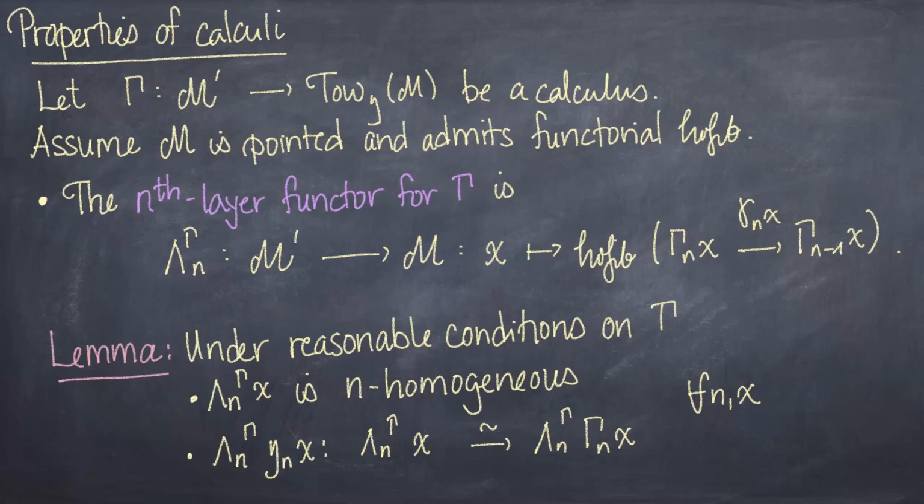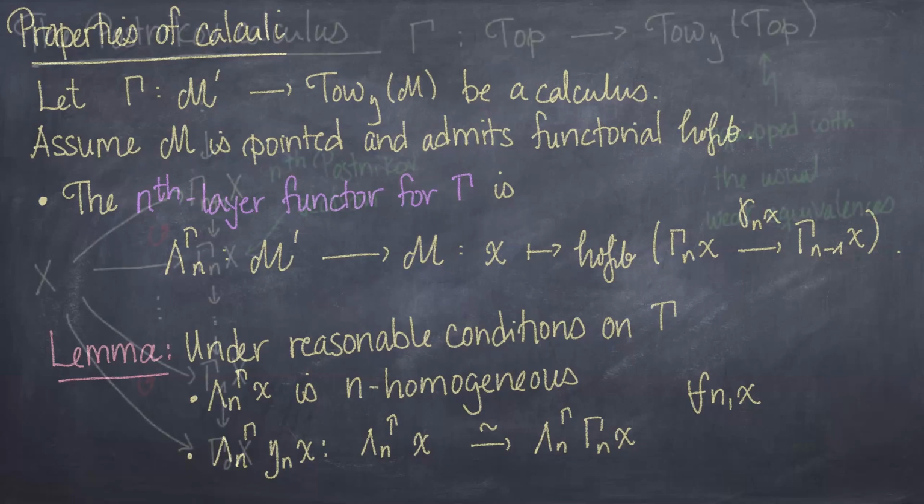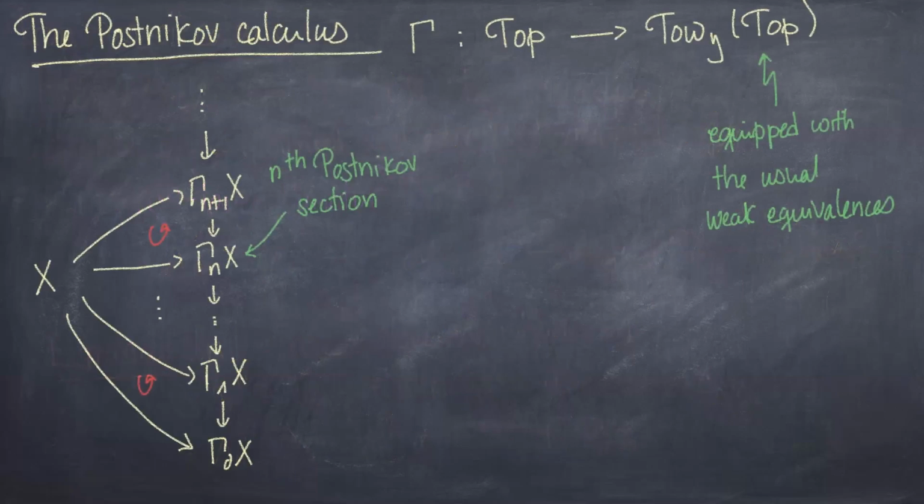Okay, so that's some basic properties of the calculi. Let's just see a couple of examples, just to show that these things actually do exist and correspond to things that are very common actually on a daily basis. So the first one is called the Postnikov calculus.